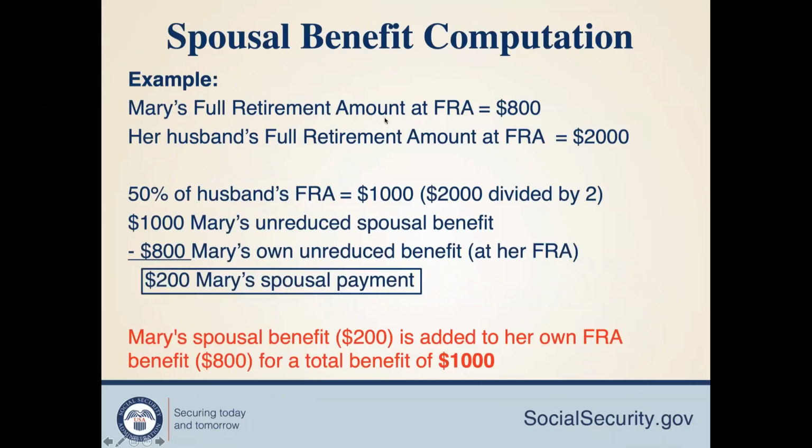So spousal benefit is like for a housewife, right? If you're a housewife who did not work for a single day, she will still get 50% of your benefit. So in this case the husband gets $2,000 and the wife gets $1,000. Totally the family gets $3,000 when both are alive and both are at FRA.